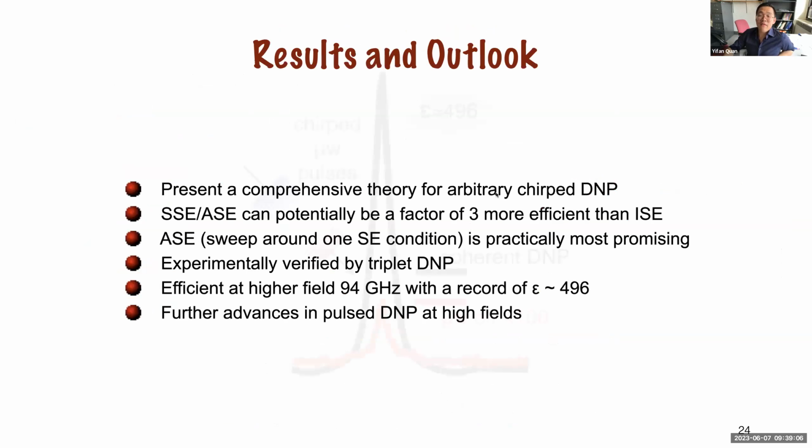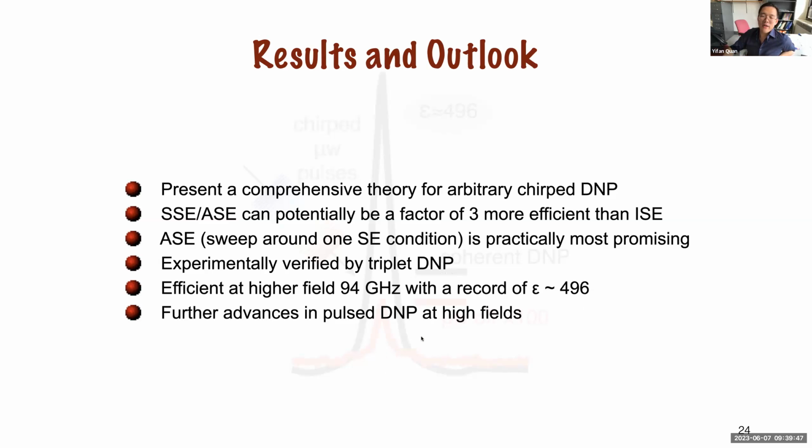Just a brief summary: we now have a much better understanding of chirped DNP, and find that SSE or ASE can potentially be a factor of 3 more efficient than running ASE, and the ASE with a narrow chirp could be the most practical way to run DNP experiments. And we have experimentally verified our theory by Triplet DNP, and we are pushing it to higher fields, and we reach a record polarization at this field, I think, of about 500.